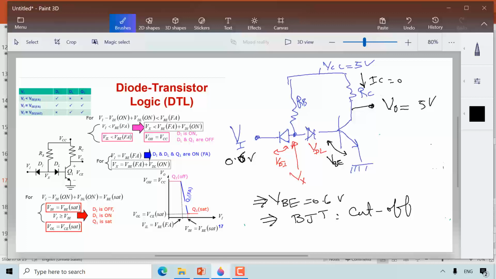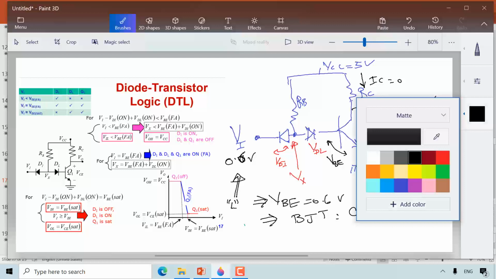That's the end of the analysis. So notice that, if we look at the curve here, any input voltage less than 0.7 will be considered as low, and it will be giving me an output of high. Any voltage less than 0.7.